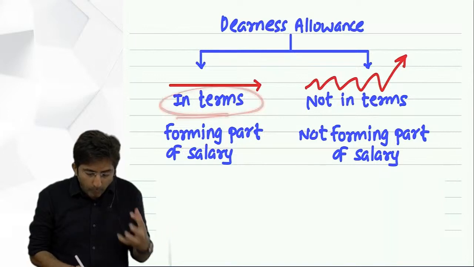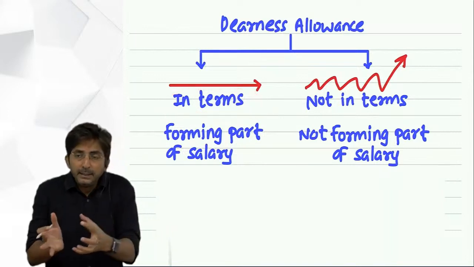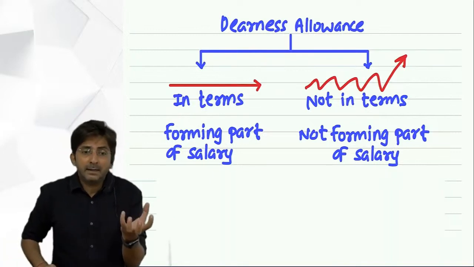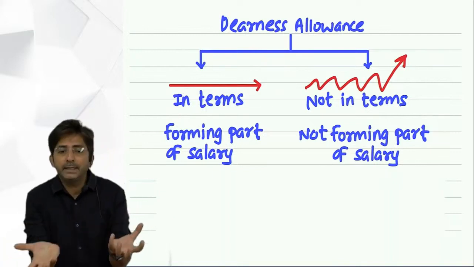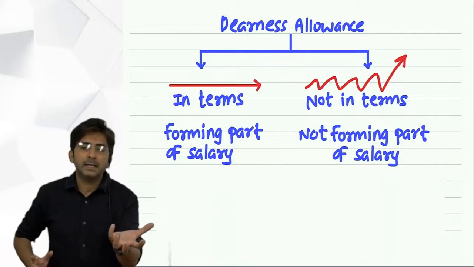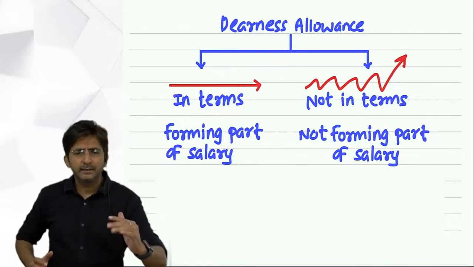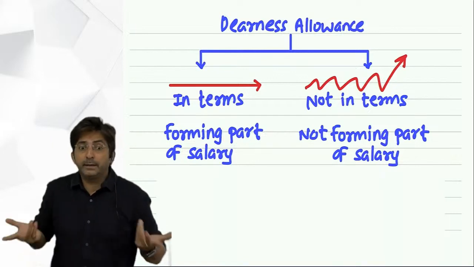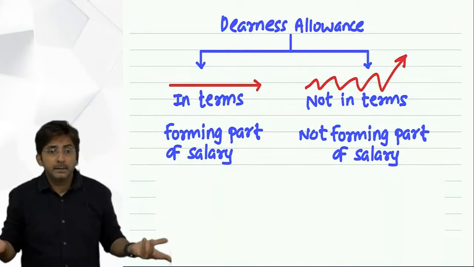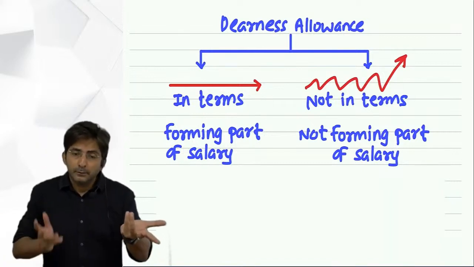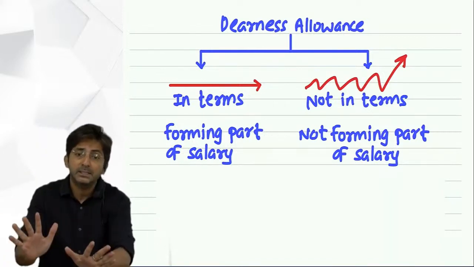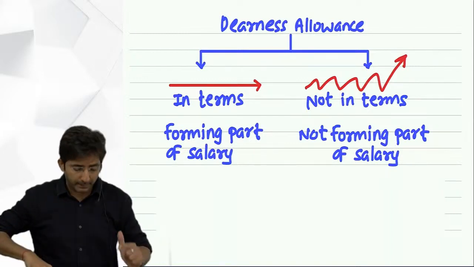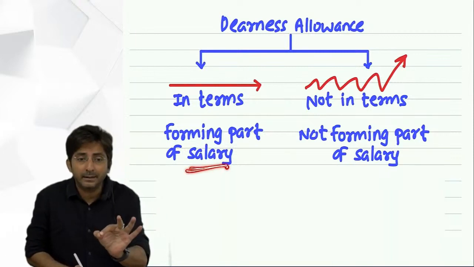And why it is called forming part of salary, you know. It is becoming a part of basic salary only. The nature of basic salary, same nature becomes of DA. What is the nature of basic salary? It remains constant. It will increase only when there is a promotion, or if the boss wants to increase, looking at your performance, he will increase your basic salary. So dearness allowance will also have the same nature. That's why it's called forming part of salary. And your salary means your basic salary.